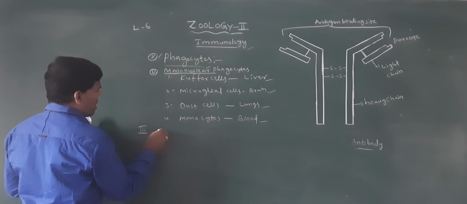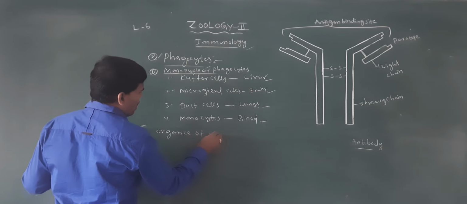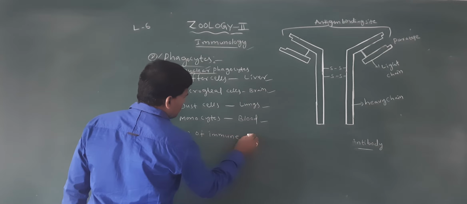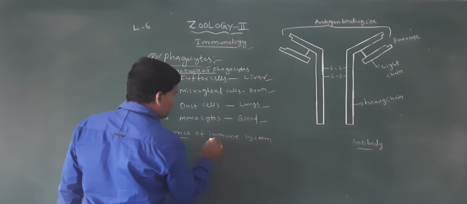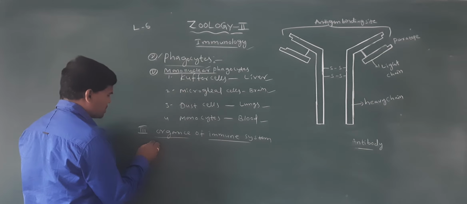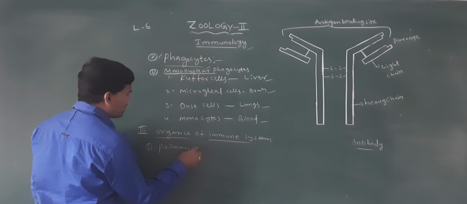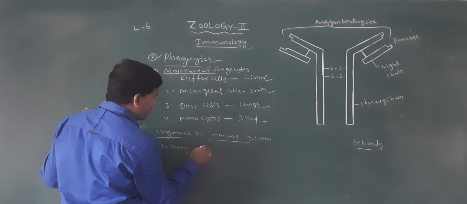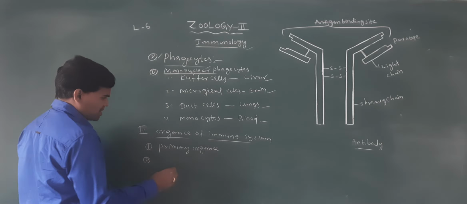Third one, the organs of the immune system. So how many types of organs? Yes, two types: primary lymphoid organs and secondary lymphoid organs.